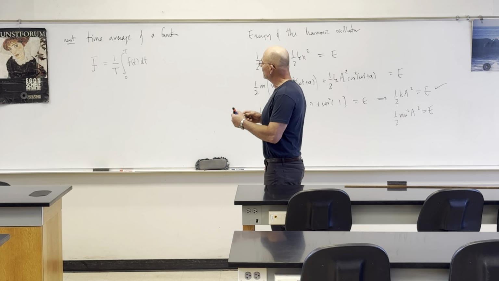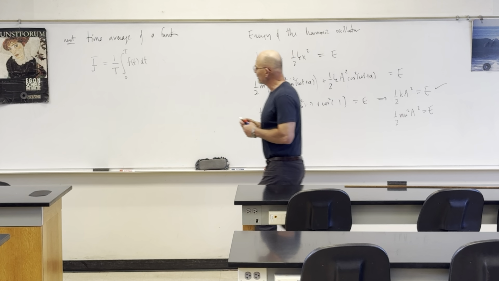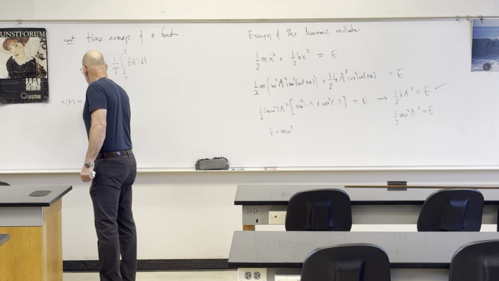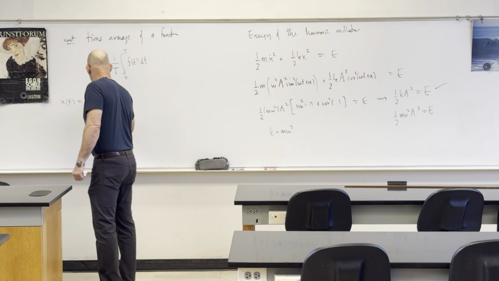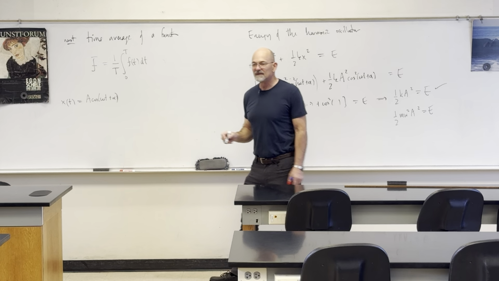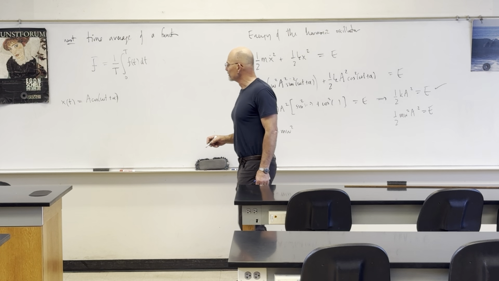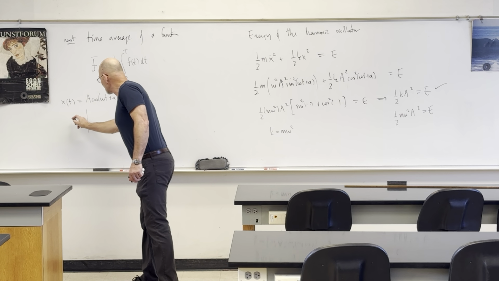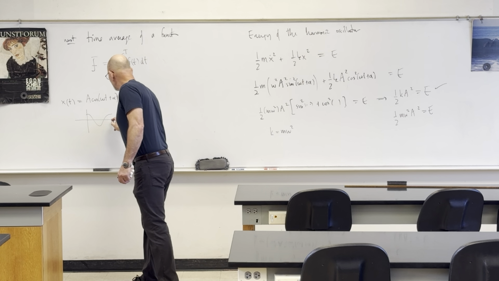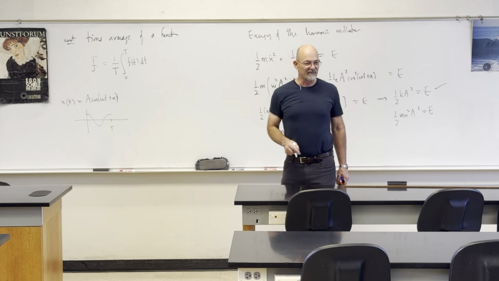So if you're doing the time average, what's the time average of x of t, so A cos(omega t plus alpha)? The time average of the position over a full period. Very important. I'll just take it from 0 to T. So that average is 0.